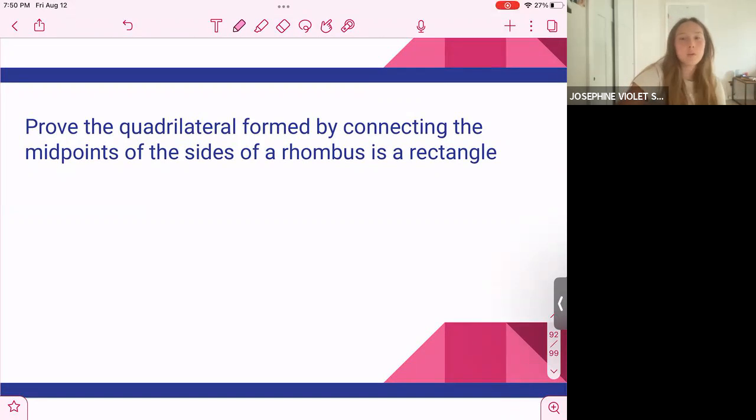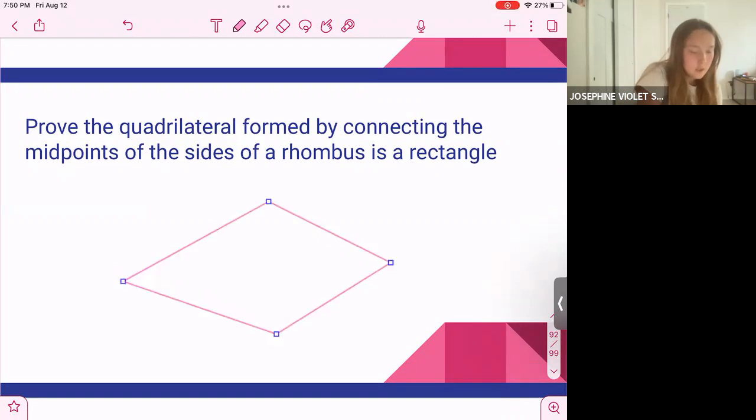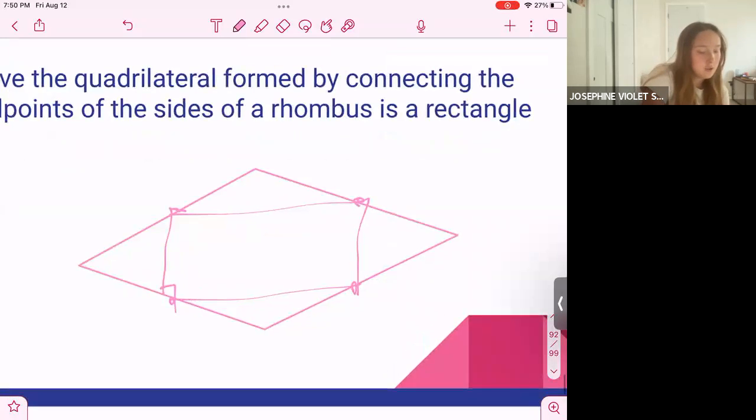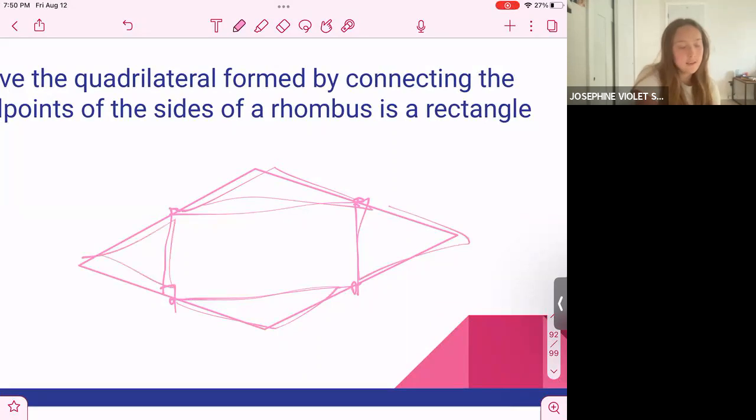It says, prove the quadrilateral formed by connecting the midpoints of the sides of a rhombus is a rectangle. So say we're given this rhombus, and then we take all these midpoints and we connect them. The idea is to prove that this inner shape is a rectangle. And the way we do that is to prove that these triangles are congruent, these triangles are congruent, things with angles and that stuff.